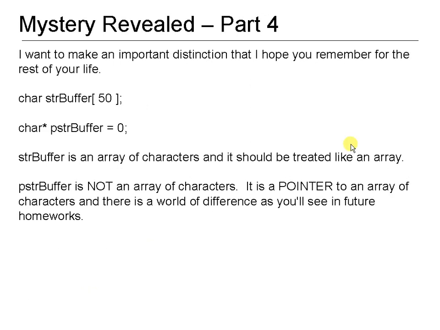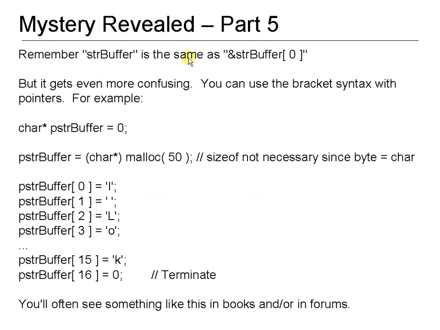Now, I want to make an important distinction here that I hope you remember for the rest of your life. If I have these two declarations, char str buffer 50 and char pointer pstr buffer equals 0, str buffer is an array of characters and it should be treated like an array. pstr buffer is not an array of characters. It is a pointer to an array of characters. And there is a world of difference, as you'll see in future homeworks. Now remember, str buffer is the same as the address of str buffer spot 0.